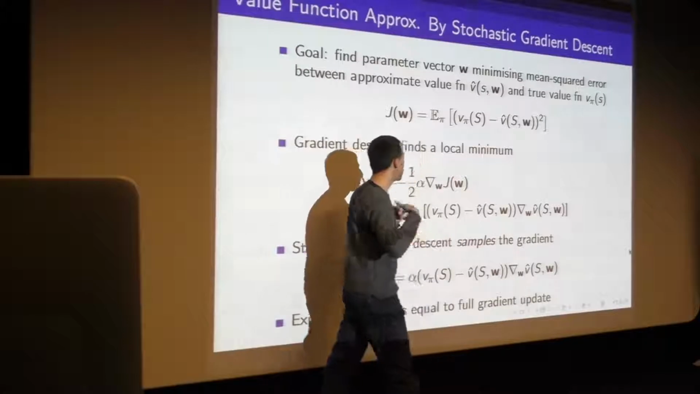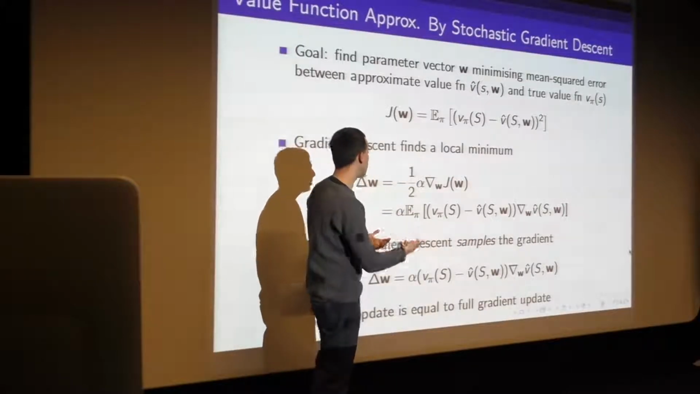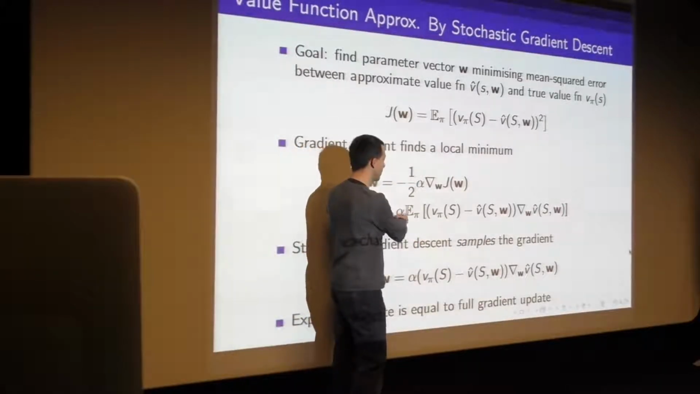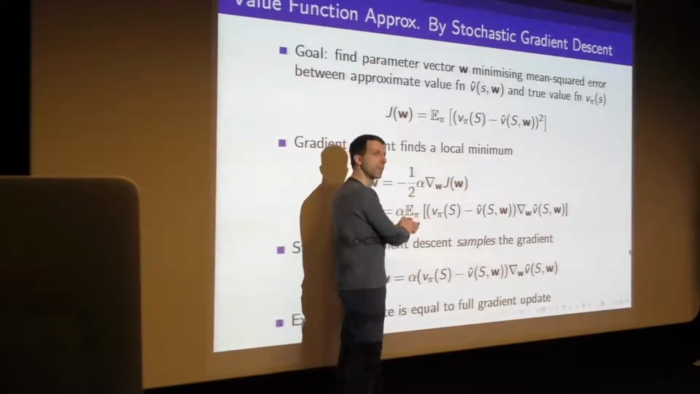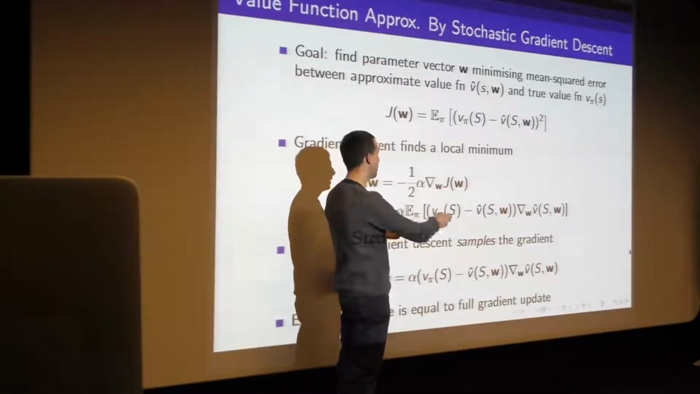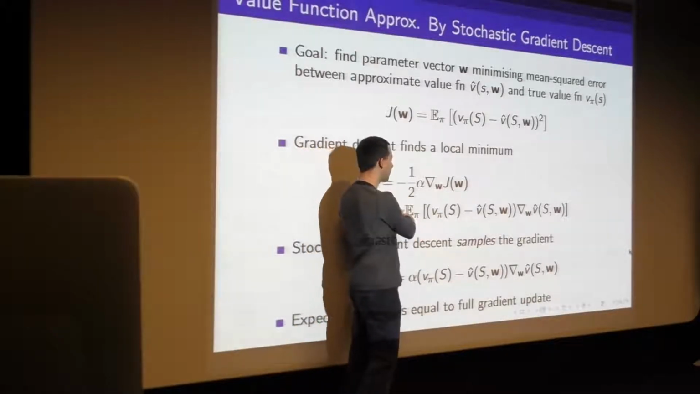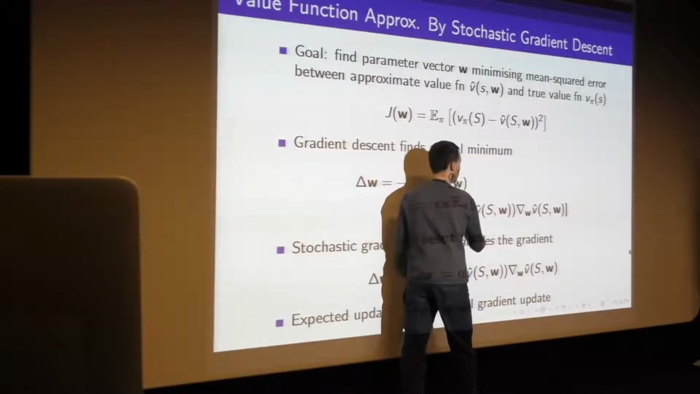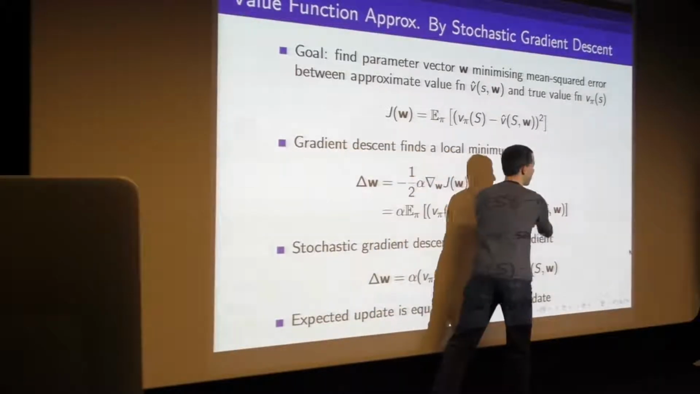So to do gradient descent, all we need to do is move a little bit. So forget the expectation for a minute. That's just going to be averaging over all the samples we see. We're going to move a little bit in the direction of the error that we see in each state, multiplied by the gradient.